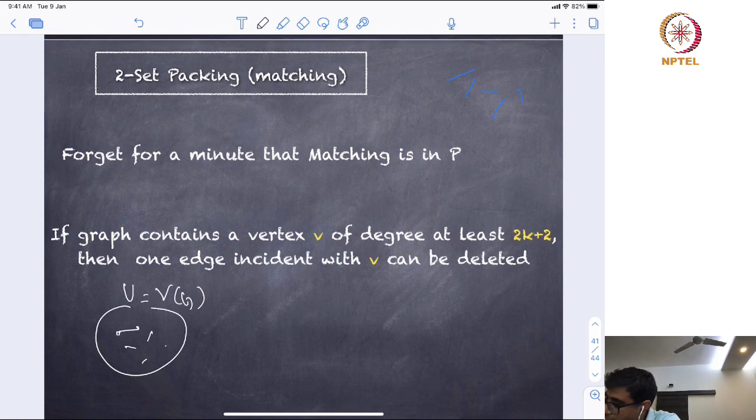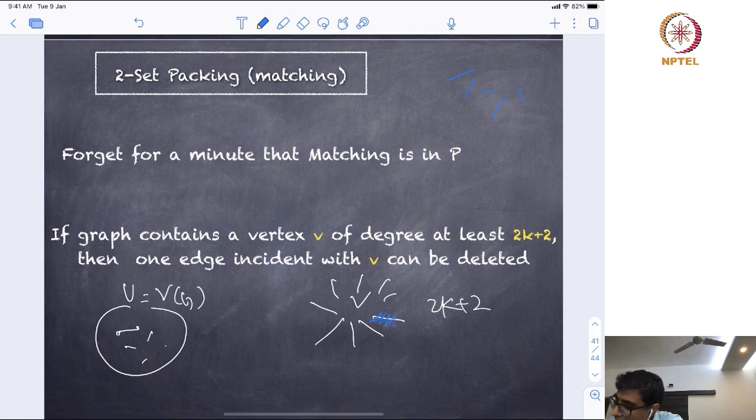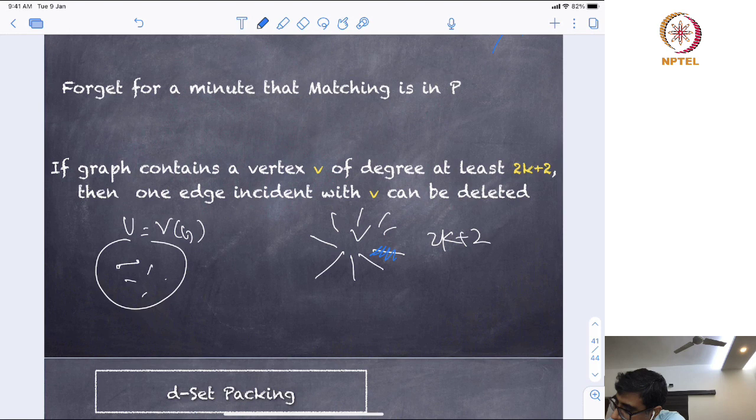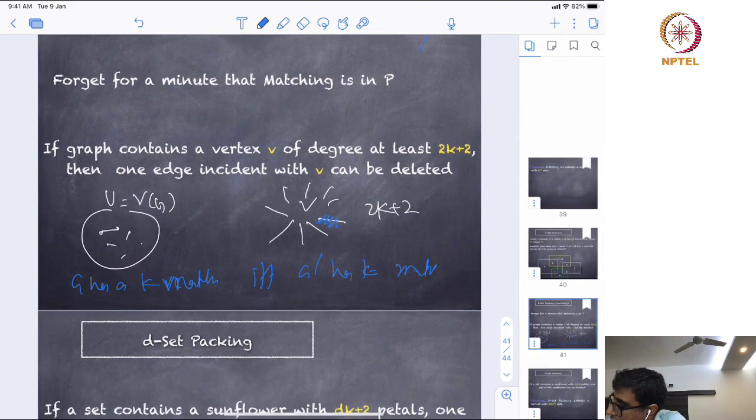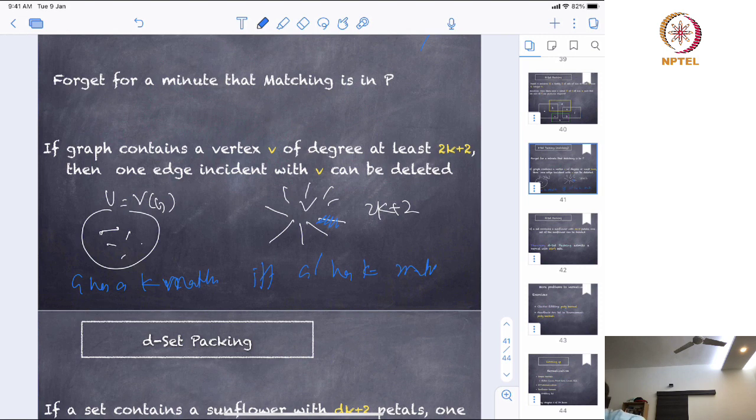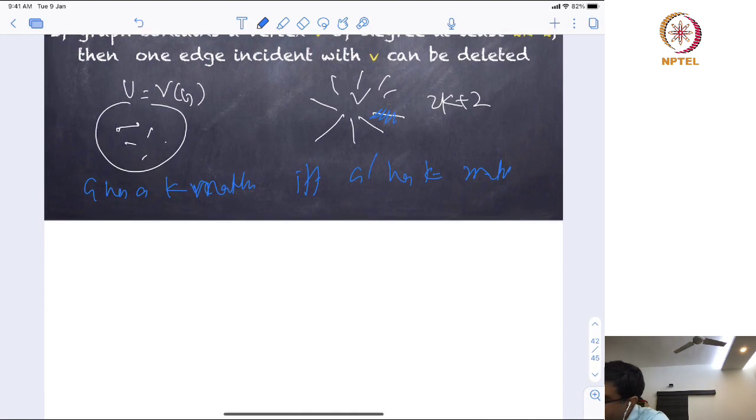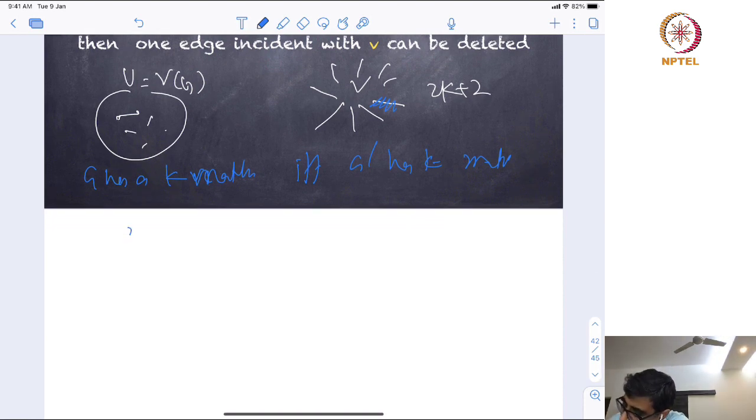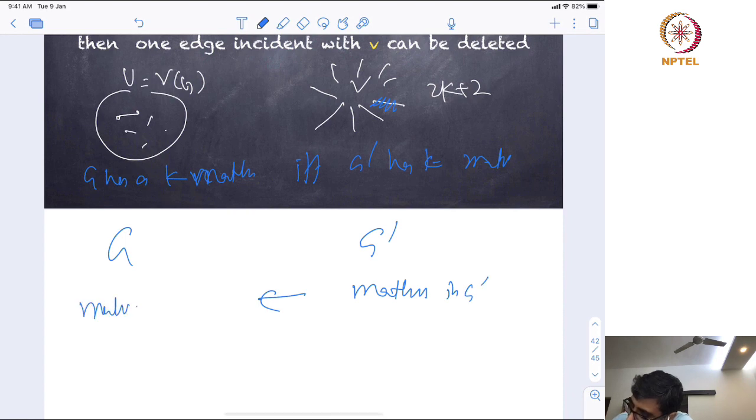But forget that for now. Notice that if I have a vertex V whose degree is say 2k plus 2, then I claim that you can delete one of the edges incident to V, and now we can show that G has a k-matching if and only if G prime has a k-matching. The backward direction is very easy, because any matching in G prime is a matching in G. So if you give me a k-sized matching in G prime, I can get a k-sized matching in G.